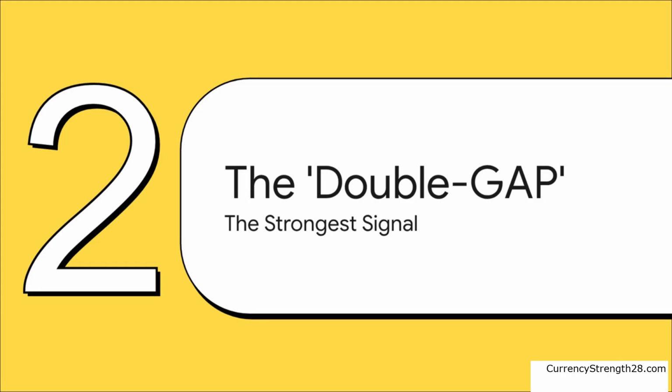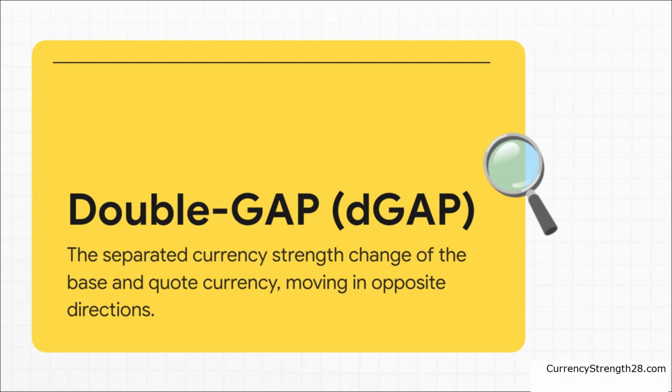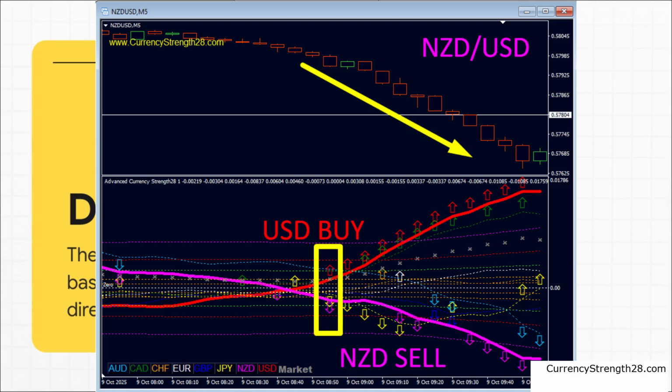Well, this brings us to the core signal of the entire strategy, something called the double gap. The double gap, or D-gap for short, is the key signal we're on the hunt for. Now, it might sound a little technical, but the idea behind it is incredibly simple. It's that exact moment when the strength of the two currencies in a pair clearly start to diverge. One is getting stronger, while the other's getting weaker.